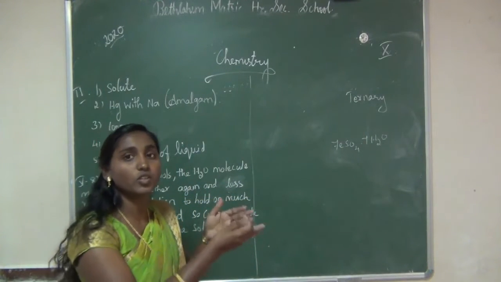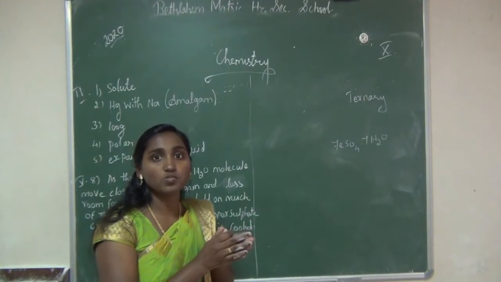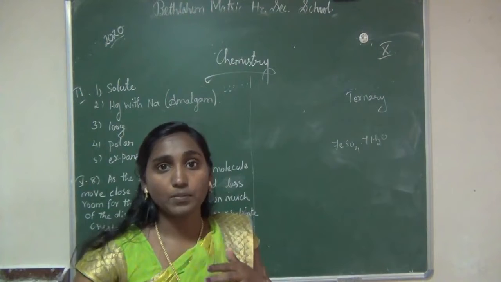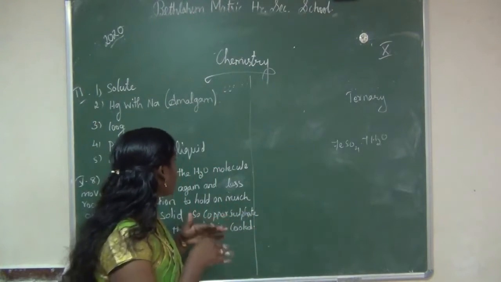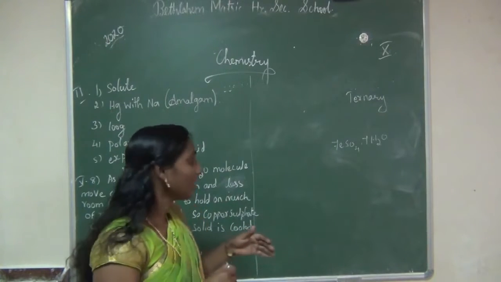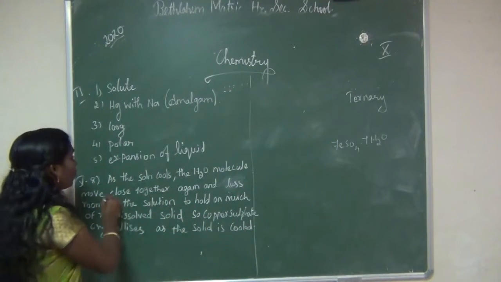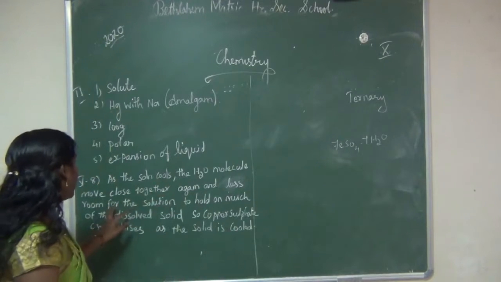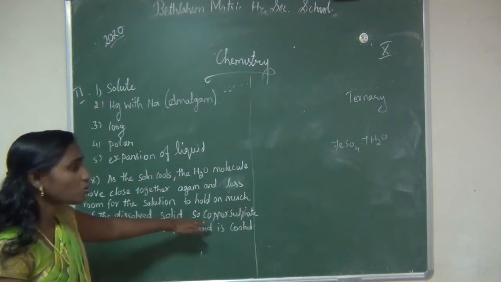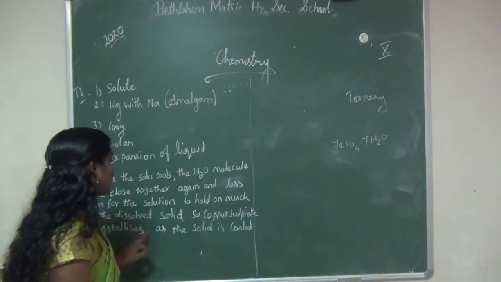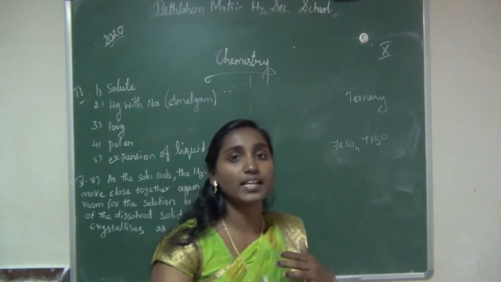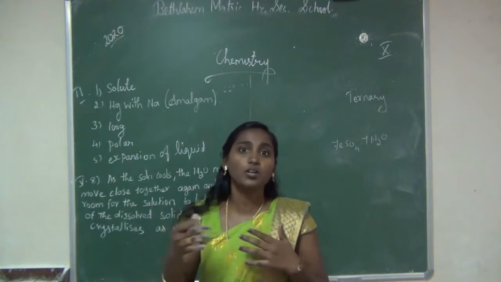When we dissolve it in water, the molecules are attracted to another element. When we allow this copper sulfate solution to cool, the molecules come closer, they move close together again, and there is less room for the solution to hold on to as much of the dissolved solid. So copper sulfate crystallizes as the solid is cooled. The main thing is, on cooling, the molecules move closer.